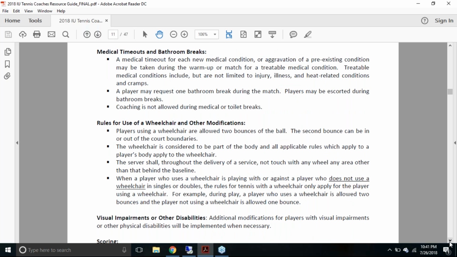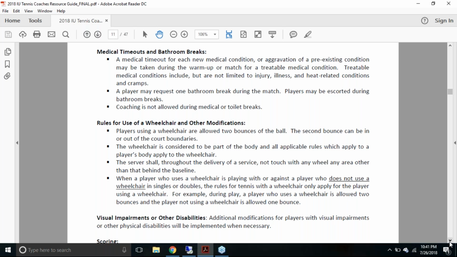Medical timeouts and bathroom breaks. A medical timeout for each new medical condition or aggravation of a pre-existing condition may be taken during the warm-up or match for a treatable medical condition. Treatable medical conditions include, but are not limited to, injury, illness, and heat-related conditions or cramps. A player may request 1 bathroom break during the match. Players may be escorted during bathroom breaks. Coaching is not allowed during medical or toilet breaks.